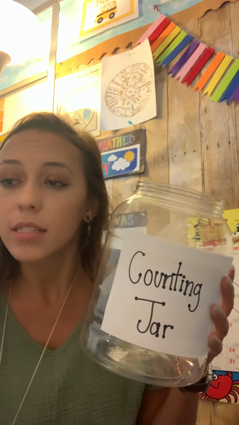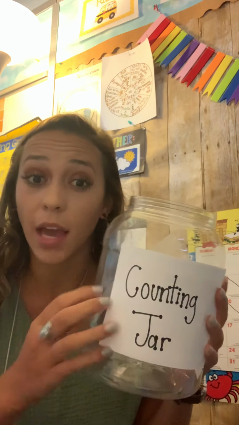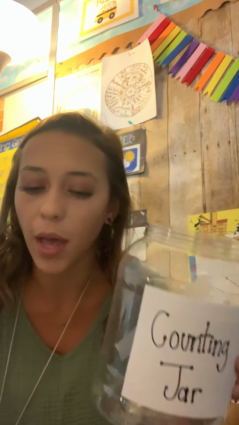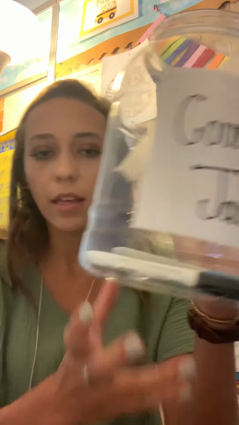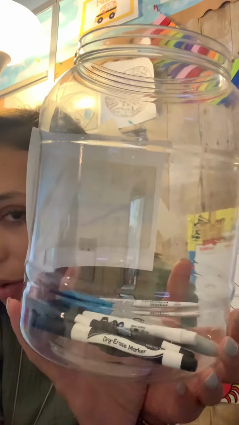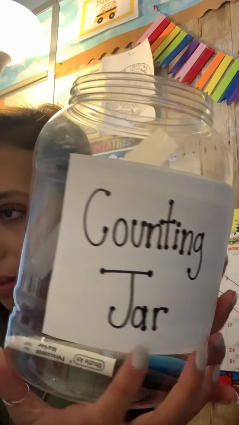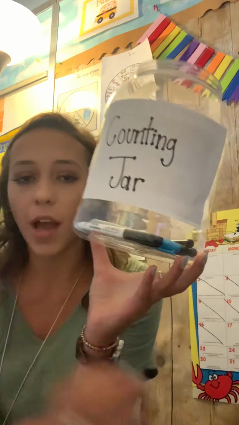Okay? So now I'm going to put something else in the counting jar. Not cubes. I'm going to put something else in there. Okay? Now I want you to see if you all can figure out how we're going to count these objects. I want you to look at my counting jar now. What do you see in here? What's in our counting jar now? They're markers, okay? Now, for cubes, we just pulled them out and counted them. How will we figure out how many markers there are?